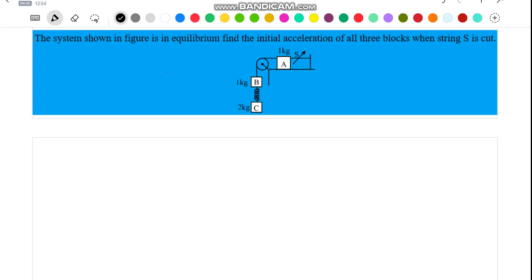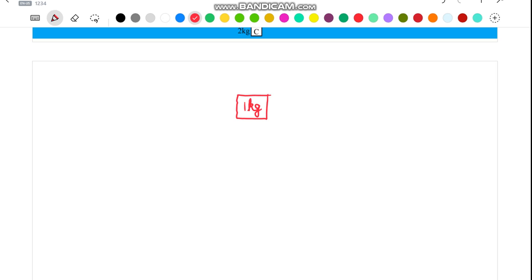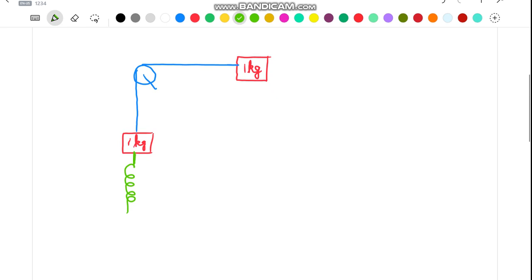Okay, so let us again redraw this diagram for the purpose of our reference. This is the first block of mass 1 kg which is connected with the help of a string to another block of mass 1 kg, and this is again connected with the help of a spring to another block of mass 2 kg.